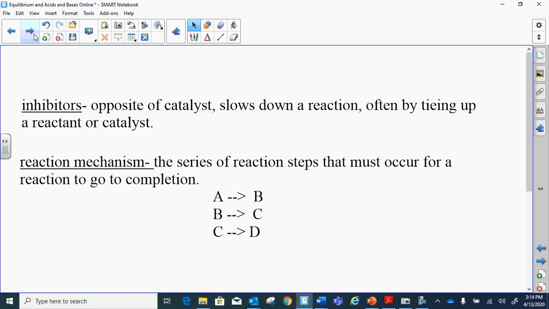Reaction mechanism, that's just a series of steps that a reaction goes through. Not all reactions are just one step. Sometimes you have intermediate products formed before you get to your end result. So you might start with A and end up with D, but in between A has changed to B, B has changed to C, and C to D. That is what we call a reaction mechanism, where there's more than one step involved. It could be just one step. It could be as many as hundreds of steps to get to the final product.